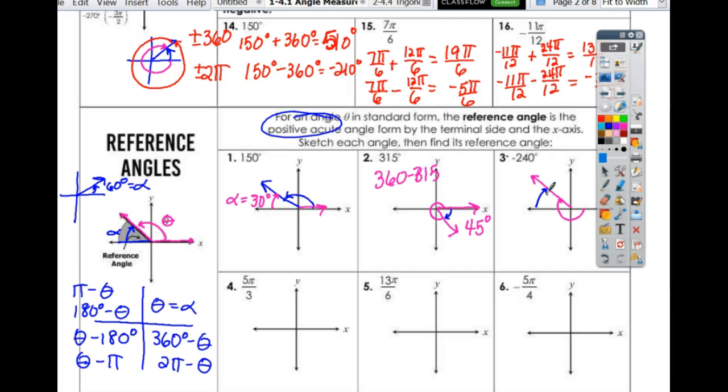So this one's a little different, isn't it? So how many degrees is this? Right here. It's not 240. It's 180. So how many are left over for the reference angle? 60, right? 240 minus 180 gives me 60.